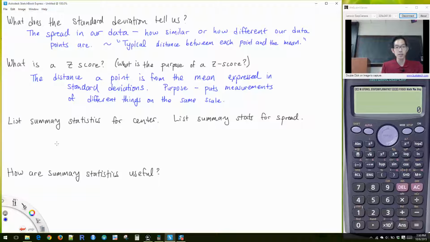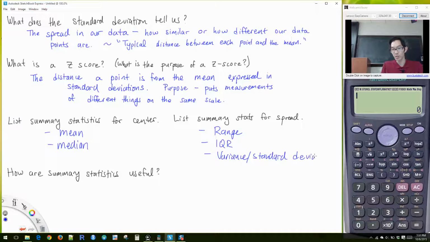Okay, so list some summary statistics for center. What do we have here? Yeah, the mean and the median. Okay, so these are ways to summarize the center. Summary stats for spread, what do we have? Range, good. What else? IQR, and I heard someone else say something. Variance, and it's very related, standard deviation. I pretty much say they're the same thing, just because one is directly the square root of the other. So variance and standard deviation. And these are ways to measure spread.